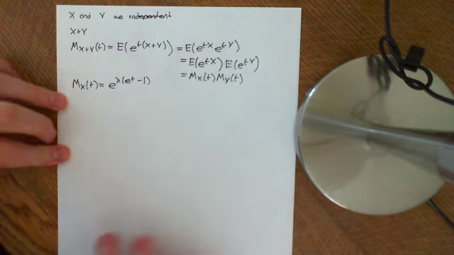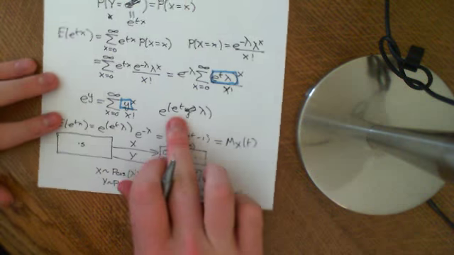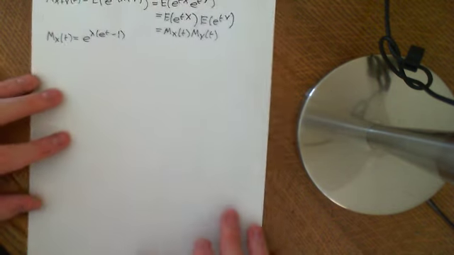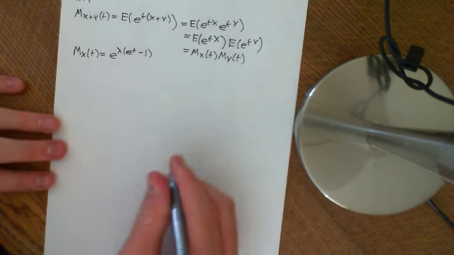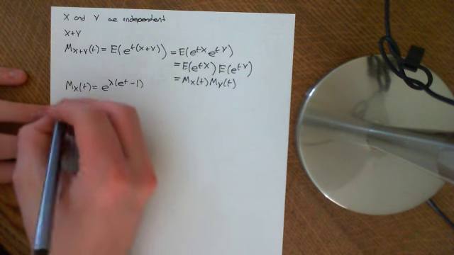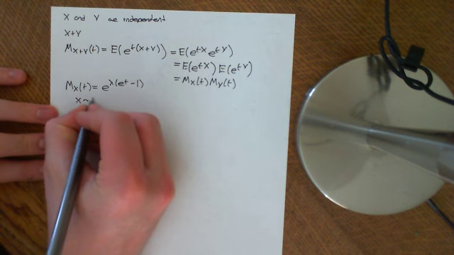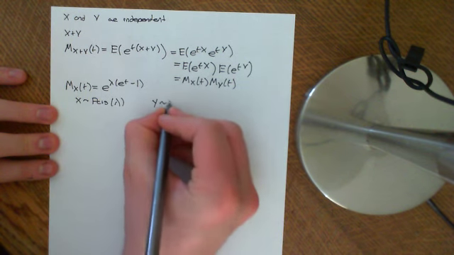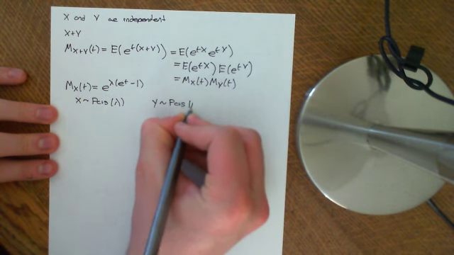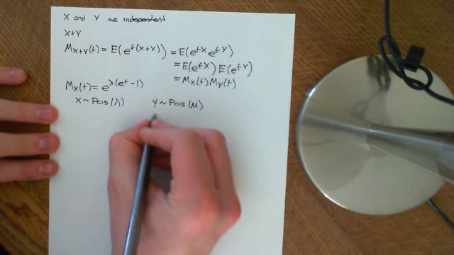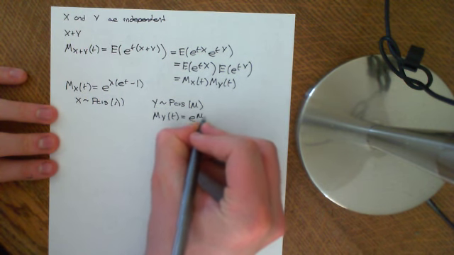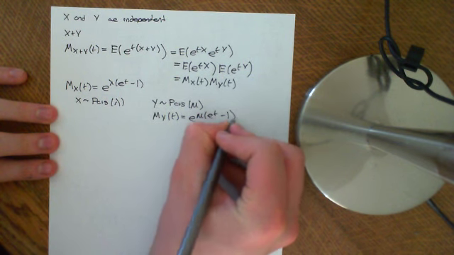Is that correct? Where did we calculate it? We calculated it back here. Yes, e to the lambda (e to the t minus 1). Yes, that's correct. So for y, which was also a Poisson distribution, so if x is a Poisson distribution with parameter lambda, we said that y was also a Poisson distribution with parameter mu, so its moment generating function, M_y as a function of t, would equal e to the mu (e to the t minus 1).